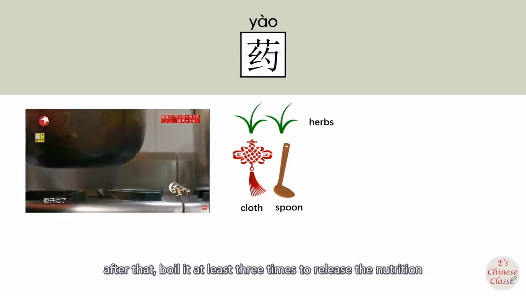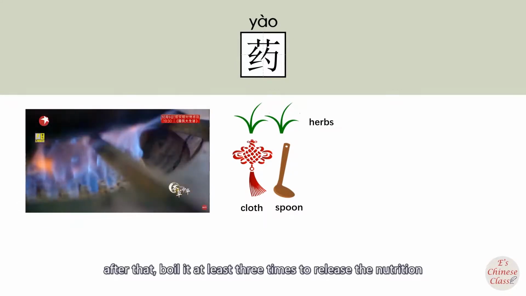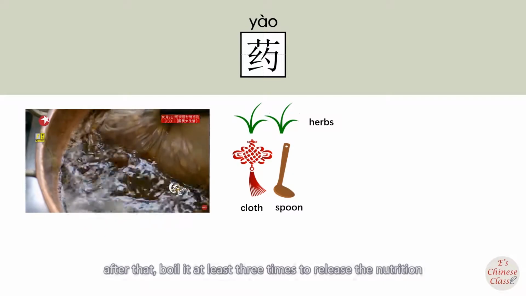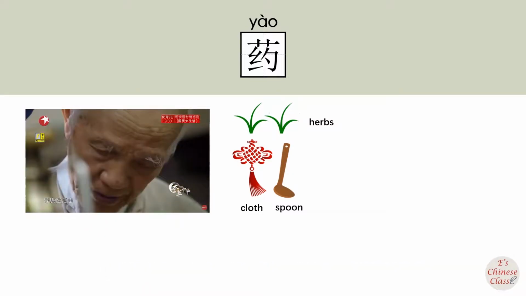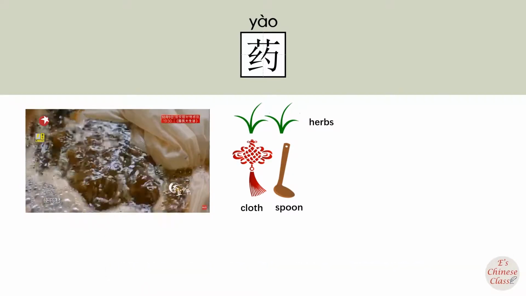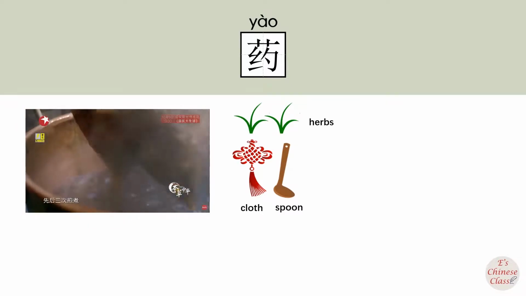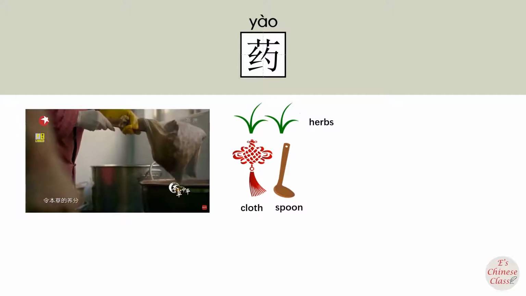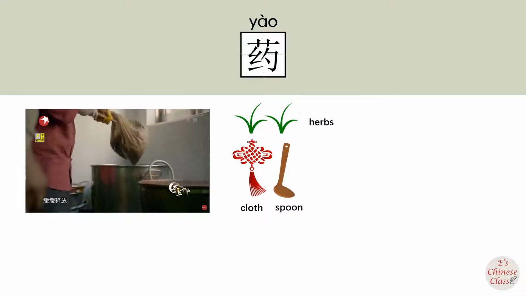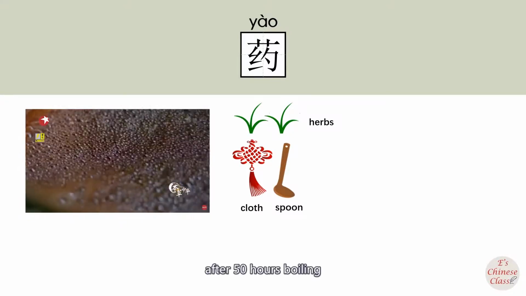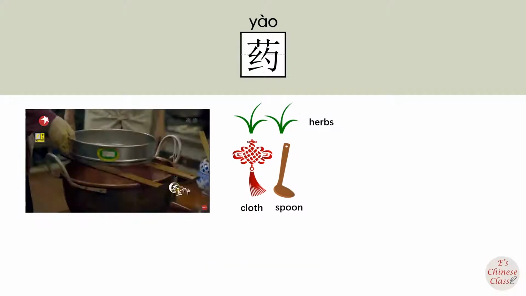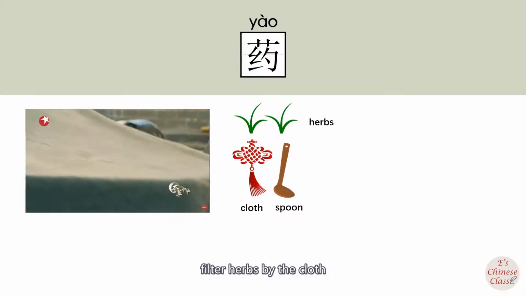After that, boil it at least 3 times to release the nutrition. After 50 hours boiling, filter herbs by the cloth.